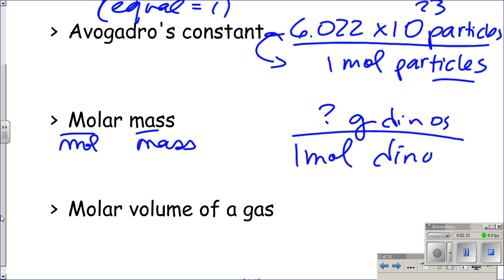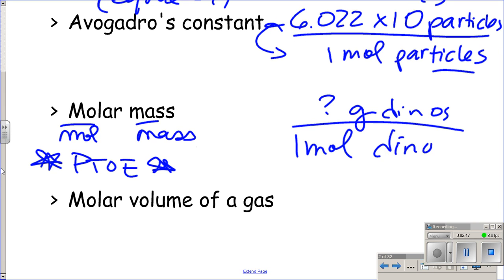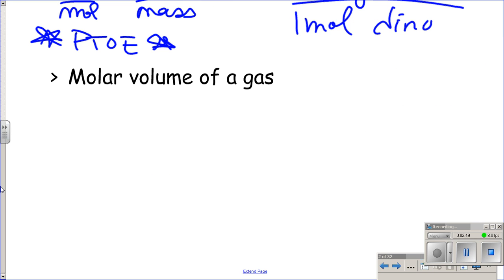Where have you seen masses before? Right. Normally, you're going to be going straight to the periodic table to find these masses. The first one, Avogadro's number, you memorize and keep in your head. You'll accidentally memorize it because you'll use it a lot today. Molar mass you find from the periodic table. Molar volume of a gas. This one is a standard conversion factor only at STP.